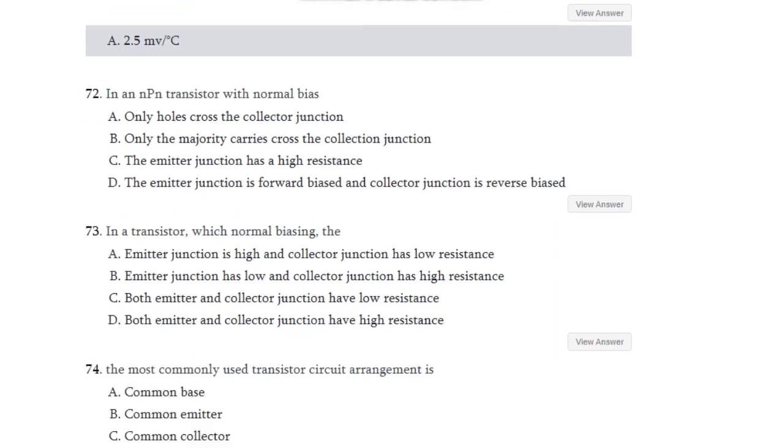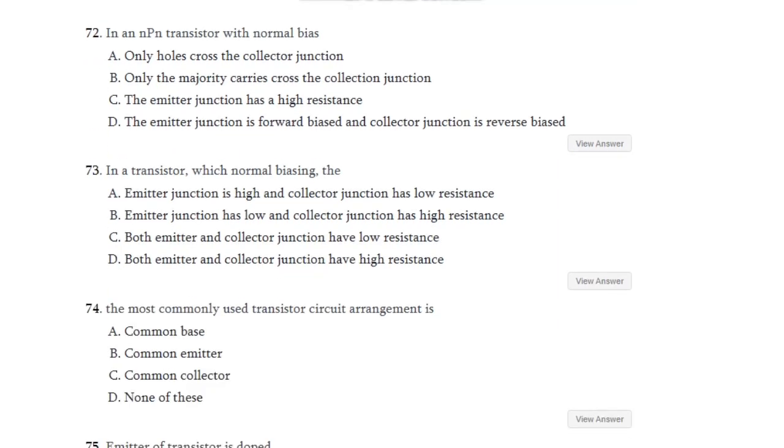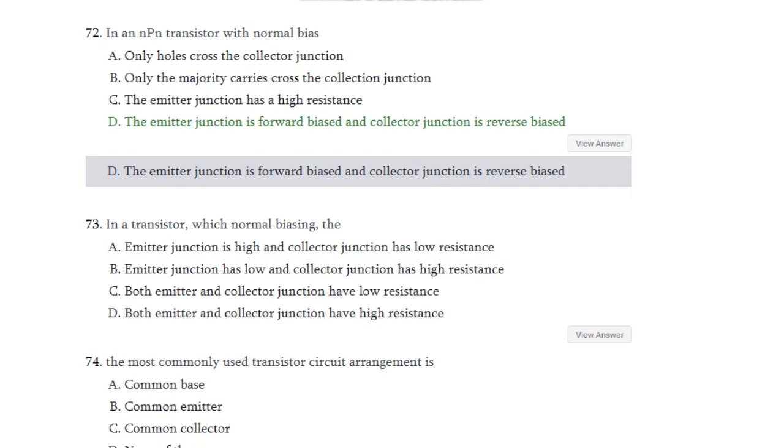Then question number 72: in an NPN transistor with normal bias, first option, only holes cross the collector junction; second, only the majority carriers cross the collector junction; third, the emitter junction has the highest resistance; fourth, the emitter junction is forward biased and collector junction is reverse biased. And the answer is the last one, that is the emitter junction is forward biased and collector junction is reverse biased in an NPN transistor.